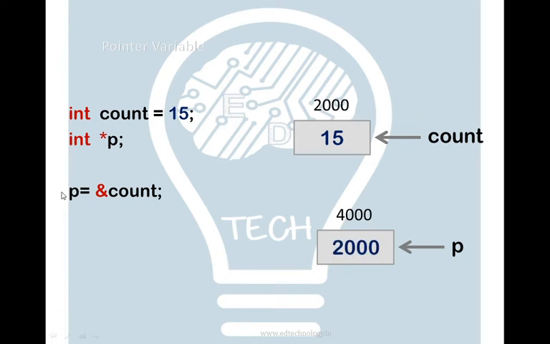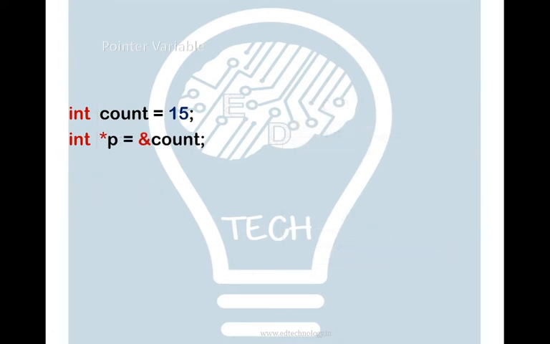When we are declaring a pointer variable, we have to make sure we write int star and then the name of that variable. And when we are assigning the value, it will be assigned using the ampersand operator, or address-of operator, and this is how it will be referred to. Remember to have both as int, otherwise it may lead to errors.